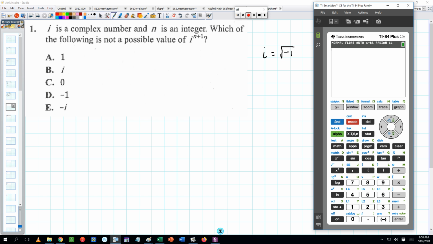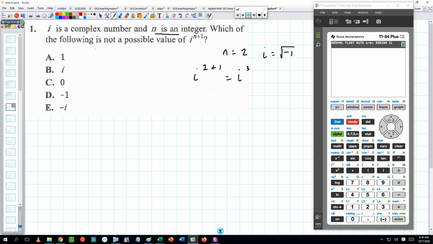i is a complex number and n is an integer. So n is an integer: positive, negative, 0, a number. Which of the following is not a possible value of i to the n plus 1? What I'm going to do is pick an n, say n is equal to 2. Then I'm looking for i to the 2 plus 1, which is i to the third.